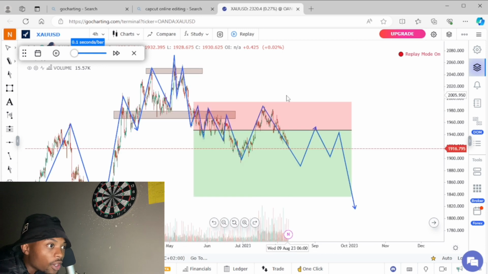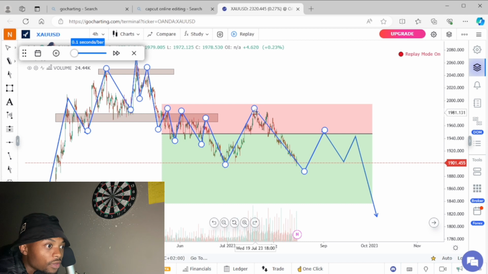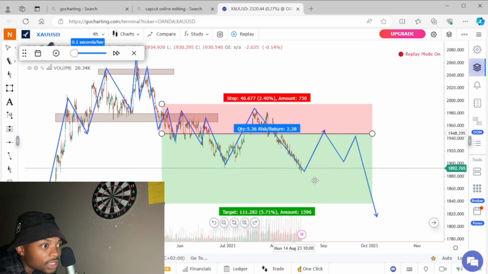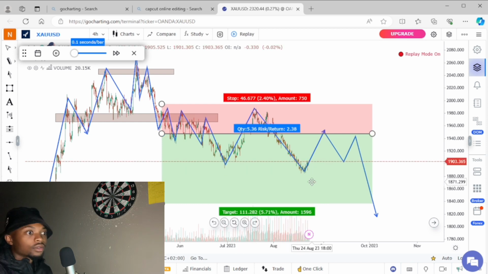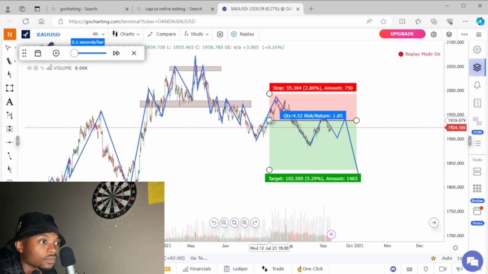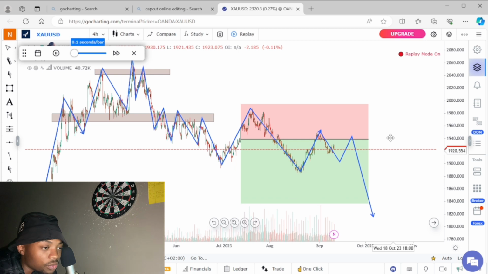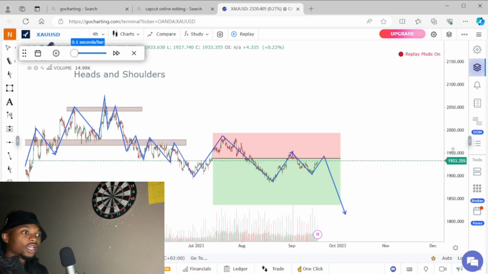Because you see, a lot of traders would have bailed out of the trade right here, only for the market to continue selling as it is right now. Let's just let it run. We're staying patient. We're still in the trade. We're in it for the win, and we're being disciplined.